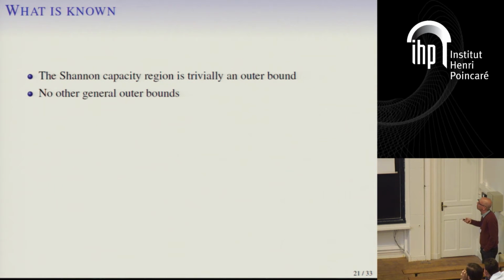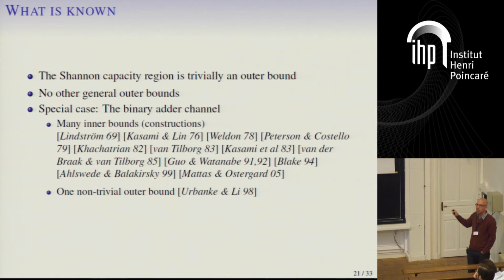All right, so what is known about this? The Shannon capacity region is trivially an outer bound. There are no other general outer bounds known, and this might be because nobody looked at this. But there's one special case that has been extensively studied, and it's the most basic multiple access channel. We'll mention it in the end. It's the binary adder channel. There are many constructions, many inner bounds for this channel.